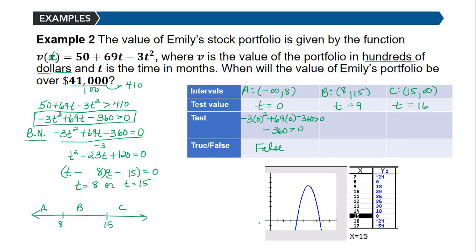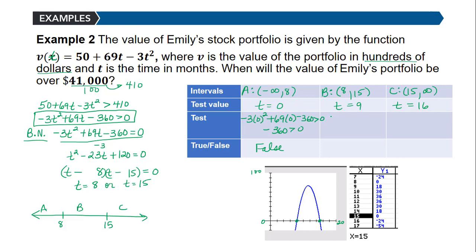Now my new graph that I have on the screen goes from 0 to 20 and counts by 2s, and 0 to 100 and counts by 10s. And so we can see it crosses at 8 and 15, and to the left of the 8, the graph is down. Between the 8 and the 15, the graph is up above the axis, and to the right of 15, it's below the axis. But we can also see that through these test points algebraically.